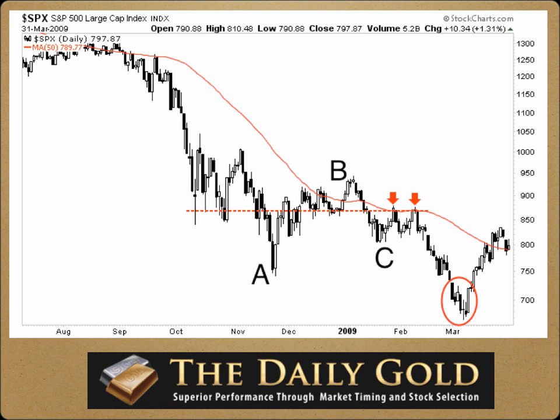So here's the S&P from 2008 to 2009. We have the same pattern. The panic low was in October 2008. Market makes a new low at point A, rallies up to point B, rallies down to point C, and then the market fails at that confluence of resistance, the 50-day moving average, and the point where the first panic low was, or the price, I should say, and that leads to the final move down and the final low.